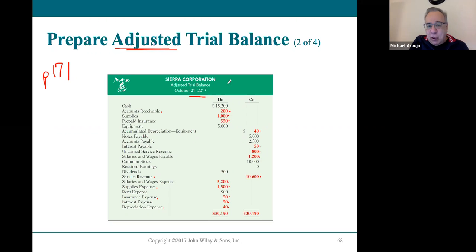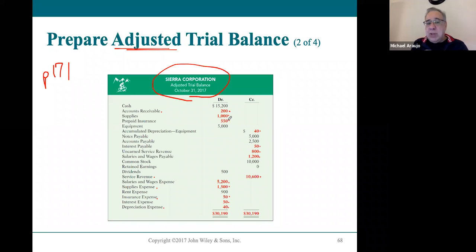So now, after all those adjustments happened at the end of October, we have several new accounts that are part of our ledger now. And some of them for the first time have balances, like your insurance expense and interest expense and depreciation expense and supplies expense. And some of them just had their balances changed. They were there before the adjustment process, but now the balance has changed, like salaries and wages expense, like service revenue, like unearned service revenue, like supplies, like prepaid insurance. They had balances before, but after the adjustment, those balances have changed.